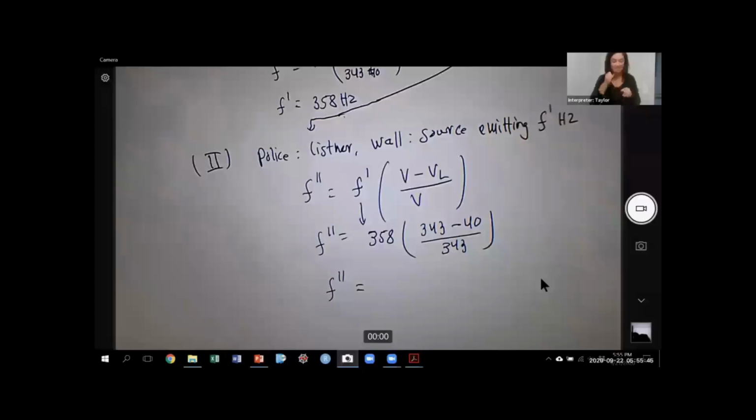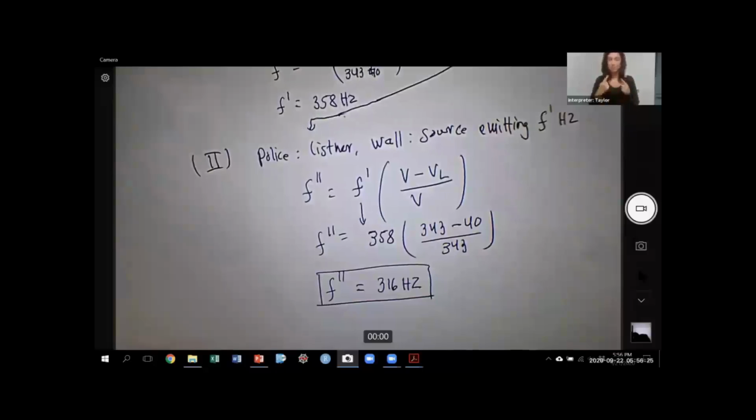So in a problem like this, an echo problem, you have to do a double Doppler shift, right? One, listened to by the wall, and again, when it reflects back, you will have one more Doppler shift. So 358 times 343 minus this, right? And divided by 343. Okay, 316 hertz, not 360. So that's the frequency heard by the driver in the police car.